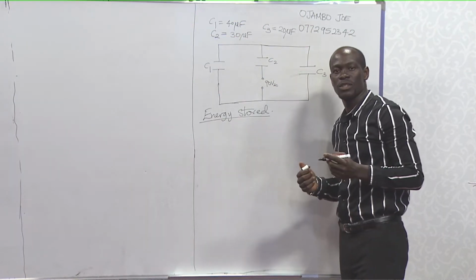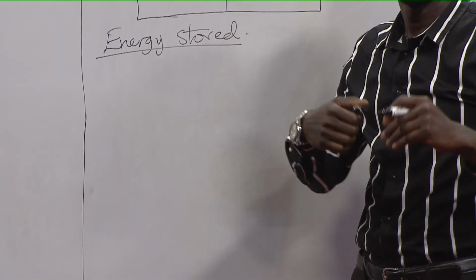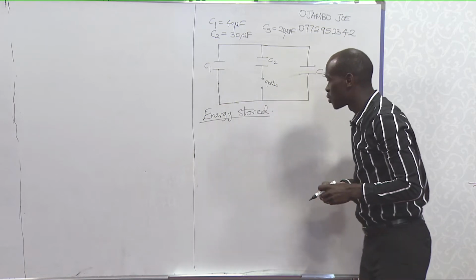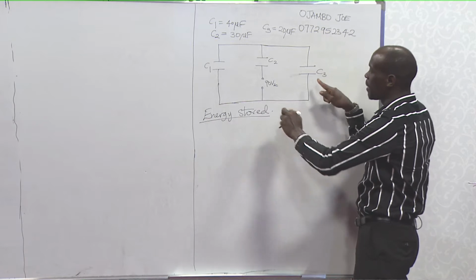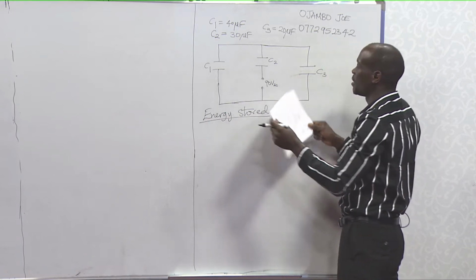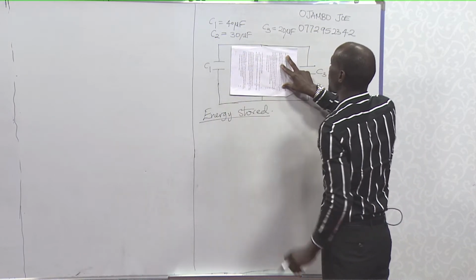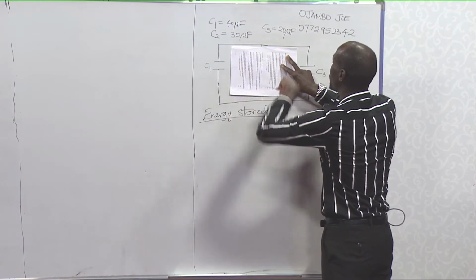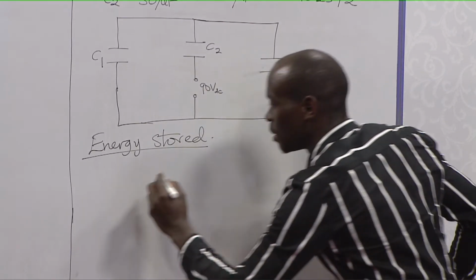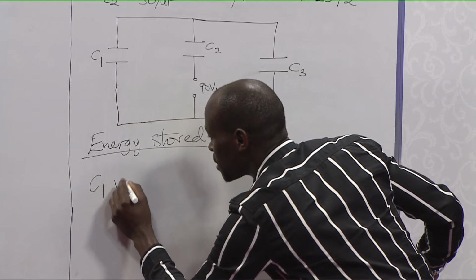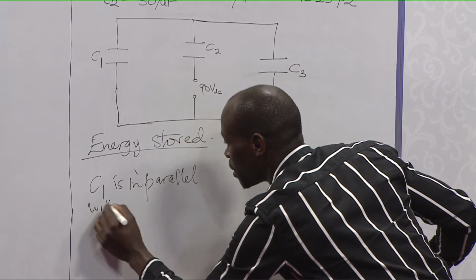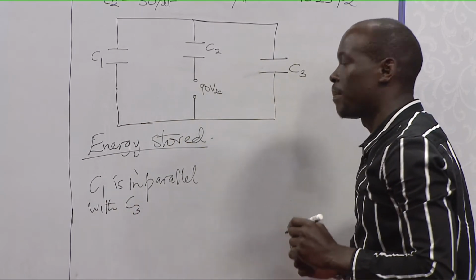It is now time to mark ourselves, and those who could have done it correctly, you would still be able to mark yourselves. So we said, if you remember, that if we covered the DC source and the capacitor C2, you realize that C1 and C3 are connected across each other, so they are in parallel.